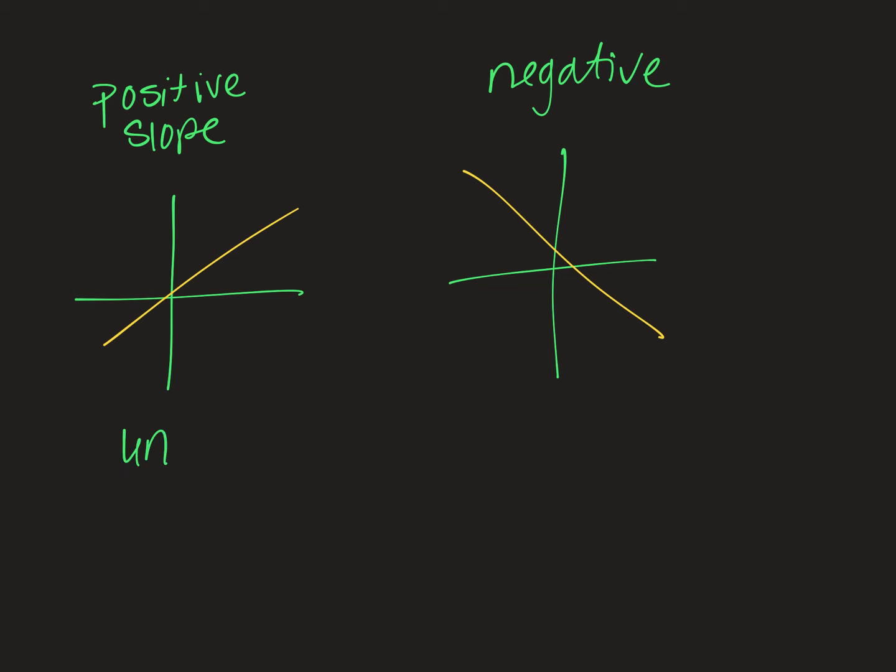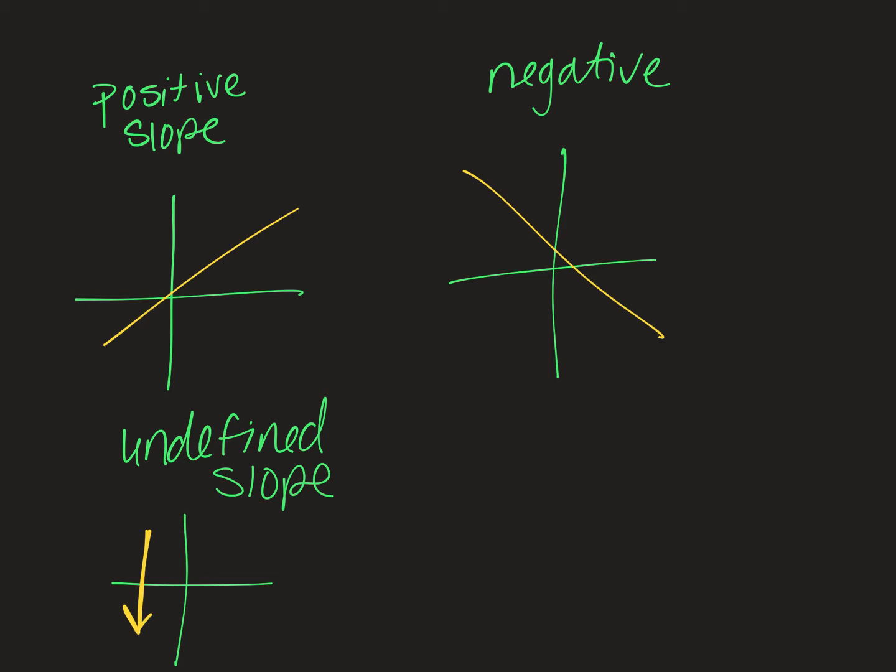Then we have undefined slope. Undefined slope is just a line straight up and down. I guess I should be putting arrows on these. And then zero slope.